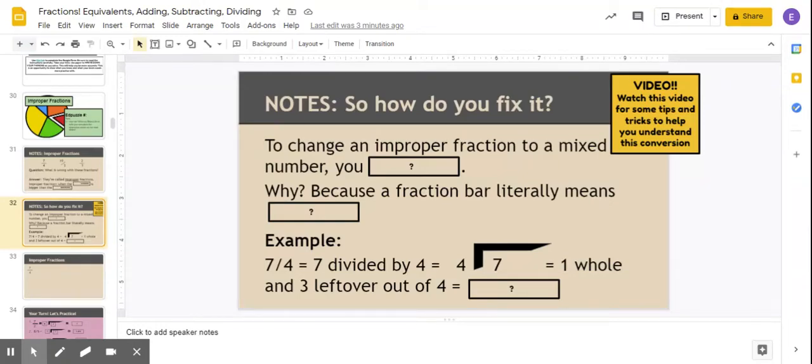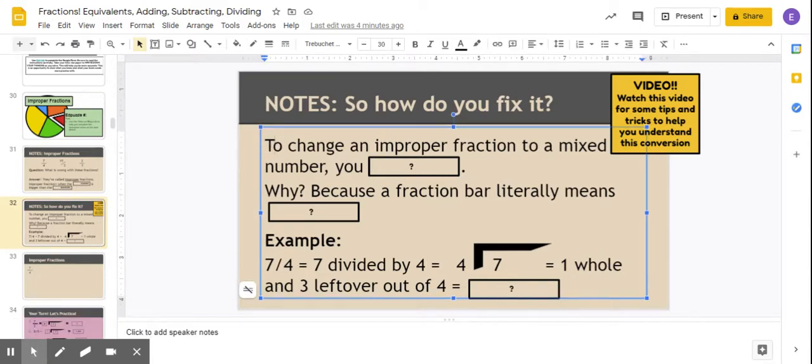Hey team, so now we're going to move from that visual model into thinking about more of a formula or a strategy to help you change an improper fraction into a mixed number without having to draw all of those diagrams. The diagrams can be super helpful, especially in the beginning as you're understanding how to do this. They can also take a lot of time. So this strategy is going to help you be a little bit more efficient.